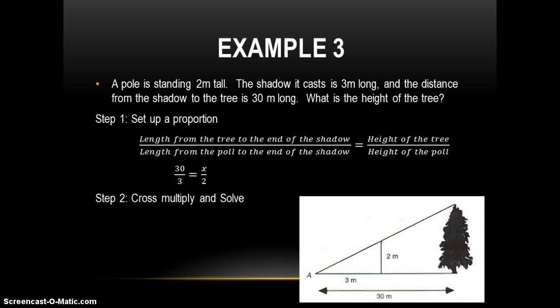Step 2, cross multiply and solve. So we have 2 times 30 equals 3x. So x would equal 20. And that's the end of our slideshow.